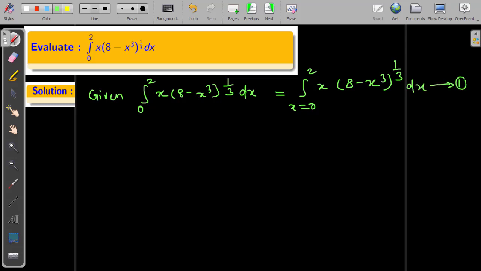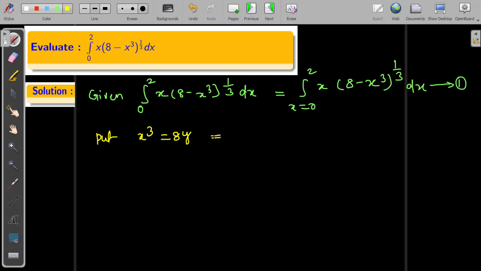Now we need to proceed with the substitution method. Usually if it is 1, we take x^3 equal to y, but here we have 8. So in that case we take x cube equal to 8 times some variable y, just as we would take 10 times y if 10 were there. I want to make the bracket take the form 1 minus y. That is the idea. So let us take x cube equal to 8y.